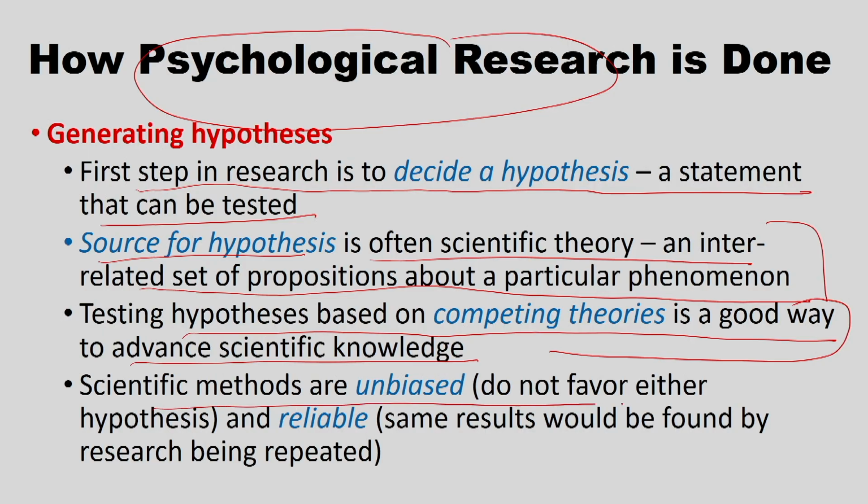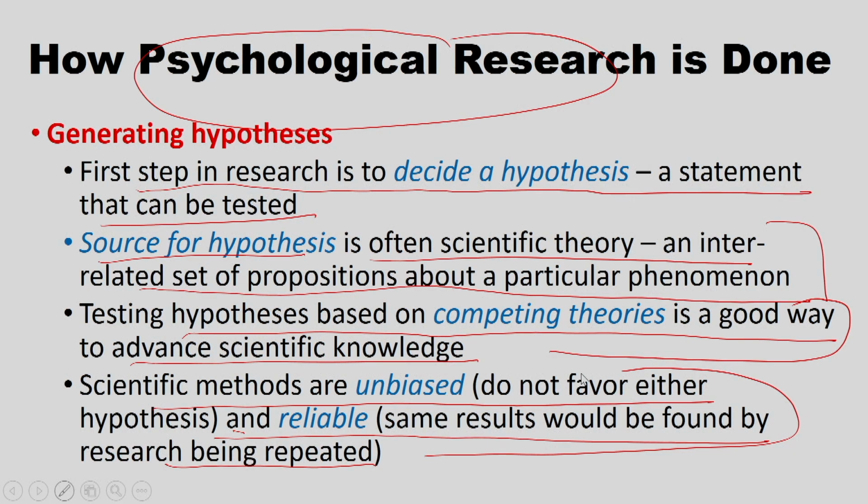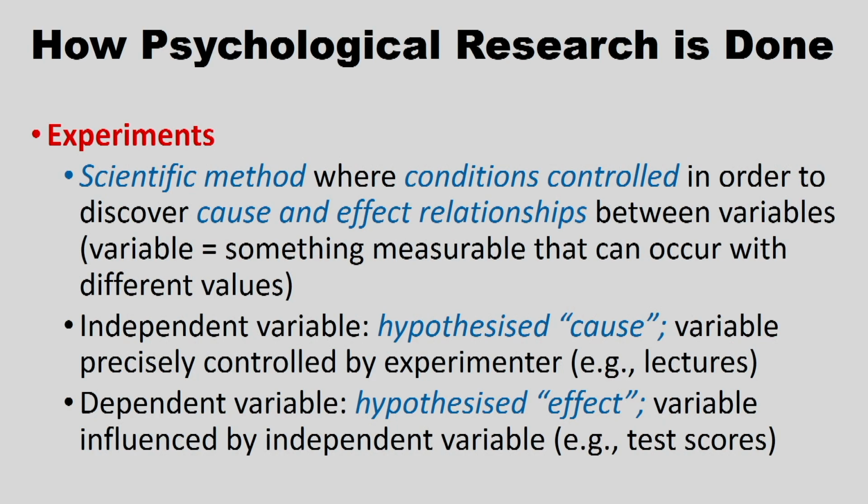Now, scientific methods are unbiased, do not favor either hypothesis, and are reliable. Results can be found by repeating the research. So we use a scientific method to do this study, and this method will be unbiased, because when we start the experiment, it is neither favoring tea, nor coffee, nor hot chocolate. We are not favoring any of the hot beverages, so it is unbiased, and some reliable result will come up which will tell you which of these drinks will actually work. The method that I am using is called the experimental method, or experimentation.